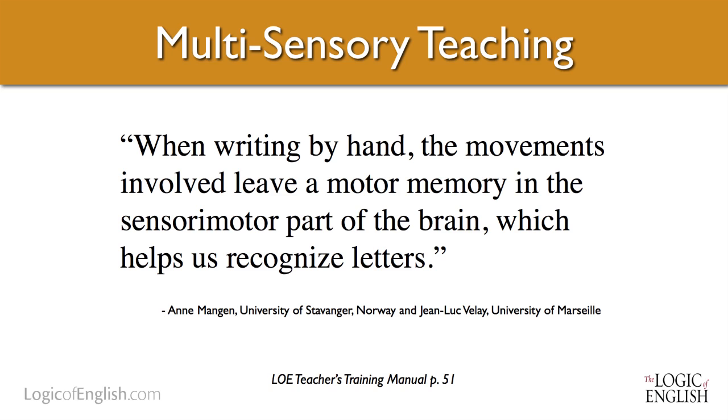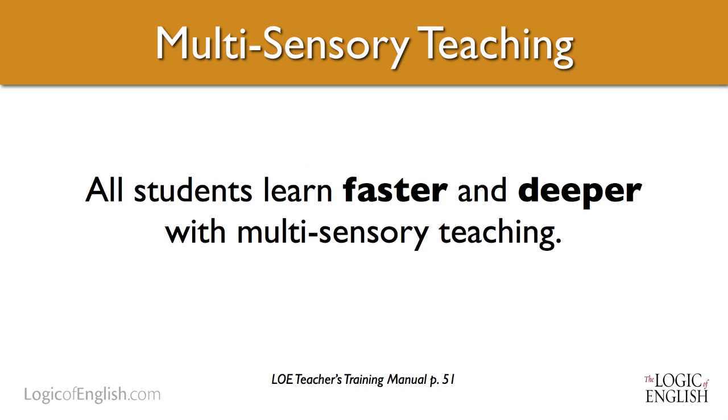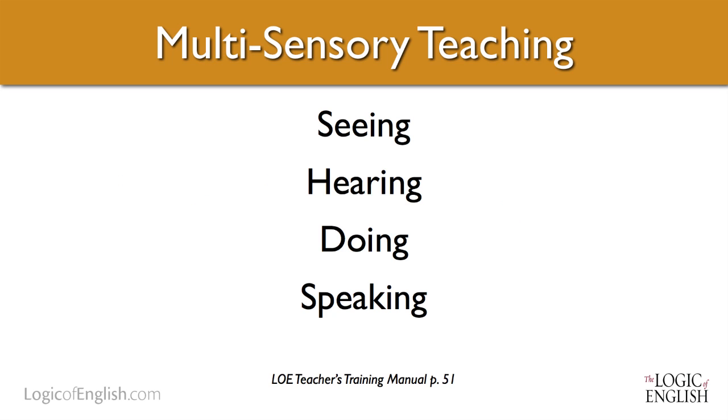So when you learn something by movement, you're going to use the gross motor regions of your brain. And when you learn something through hearing, you'll use the auditory centers. And when you learn something visually, you'll use the visual centers. And when you do this all simultaneously, you'll build synapses across those regions, and the learning is faster and deeper for all students. So when we teach, we need to use all 4 learning modes. The 4 learning modes are seeing, hearing, doing, and speaking.